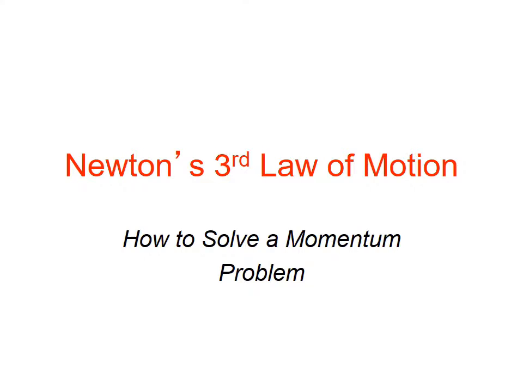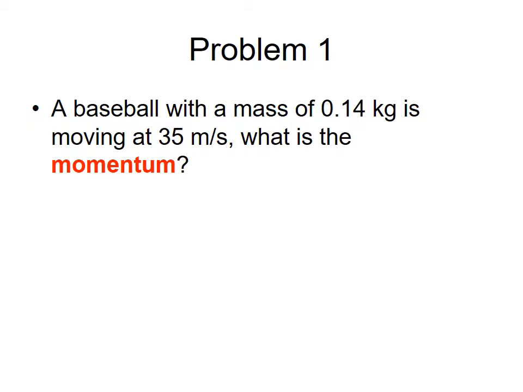Okay, this is just a quick little video tutorial of how you go about solving a momentum problem. These were the momentum problems that I presented in notes, but it's good to review this every now and then. So in problem number 1, it says we have a baseball with a mass of 0.14 kilograms, and it's moving at 35 meters per second. What is its momentum? So as with all problems, we have to start out with our equation.